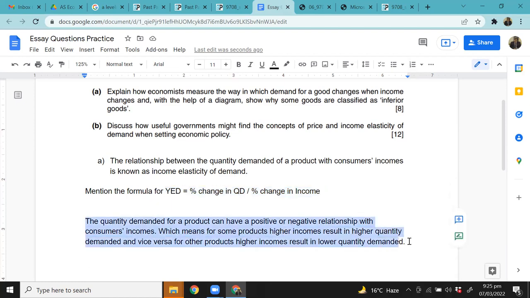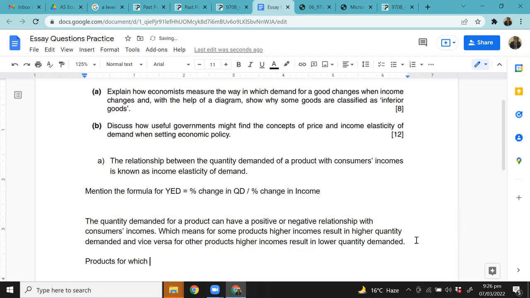Then what does it show? The quantity demanded for a product can have a positive or negative relationship with consumers' incomes, which means for some products, higher income results in higher quantity demanded, and vice versa for other products, higher incomes result in lower quantity demanded, right? Now let's give some examples. For questions like these, it's always good to add some examples. For instance, can you give me some examples?